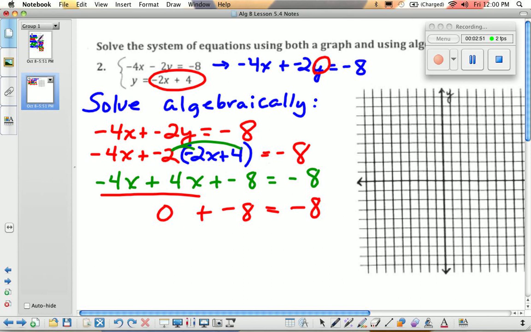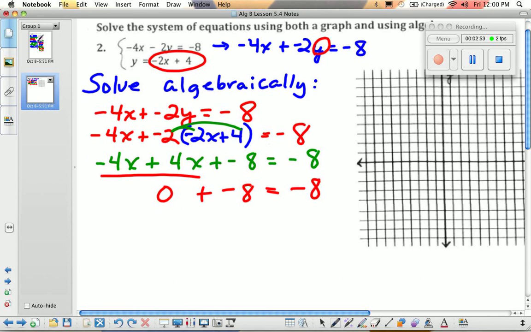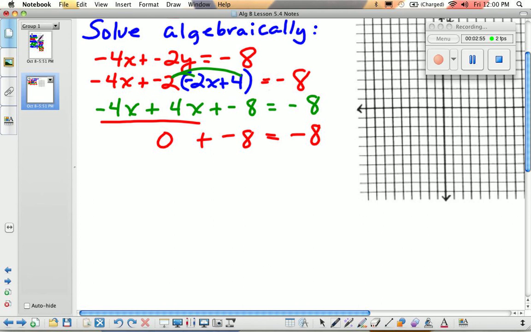And 0 plus negative 8 is negative 8, right? And so what happened this time? It's a true statement now. It is a true statement this time. So we're going to say the variable's eliminated.